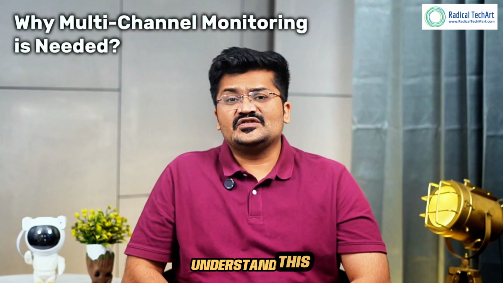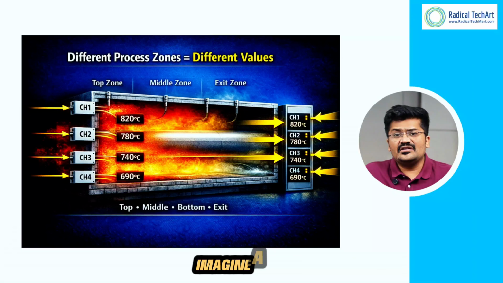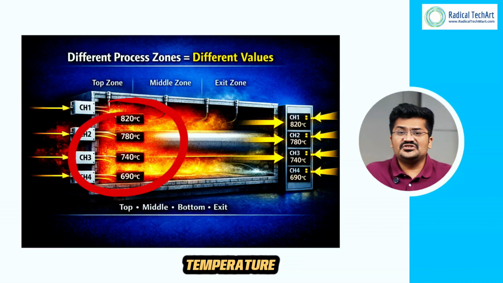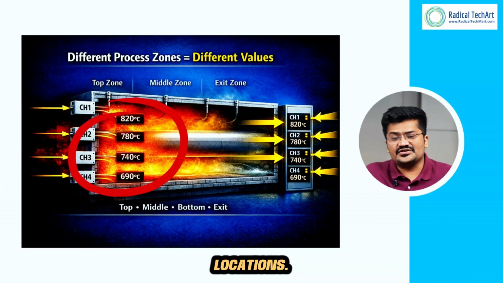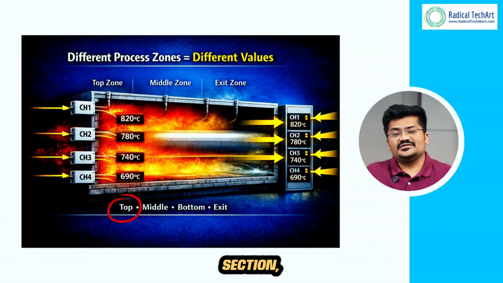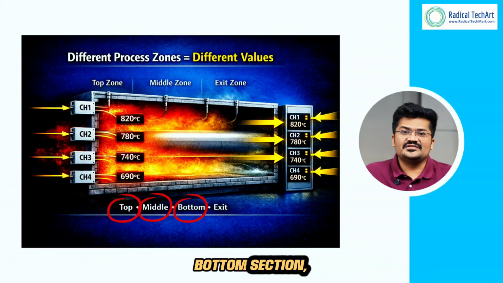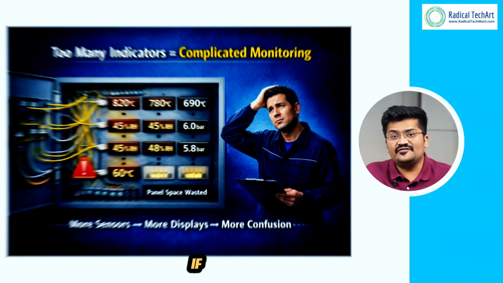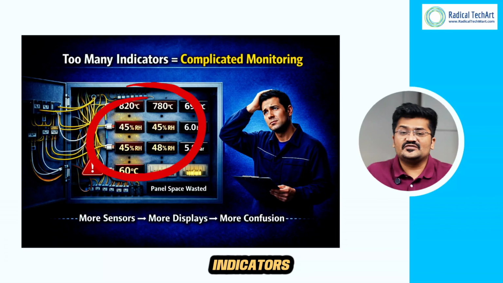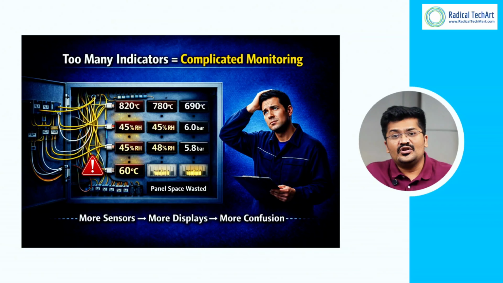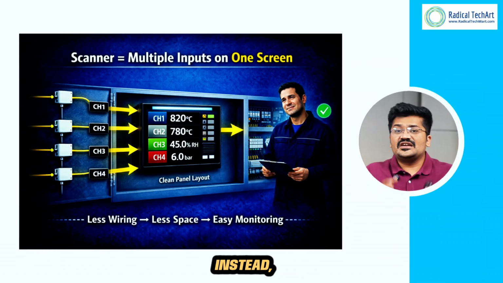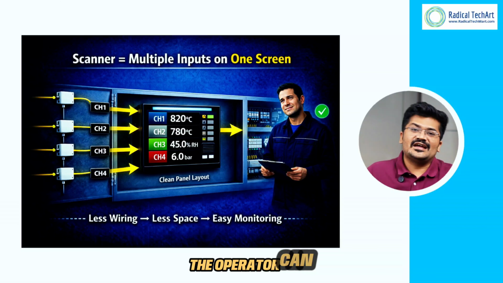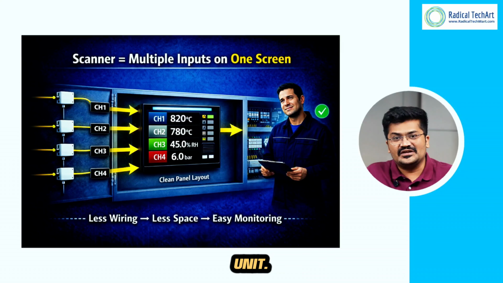Now let's understand this with a simple example. Imagine a large industrial furnace used in manufacturing. Inside the furnace, temperature must be monitored at many different locations. For example, top section, middle section, bottom section, and exit section. Each area may have a different temperature. If engineers used separate indicators for each sensor, the control panel would become very complicated. Instead, a multi-channel scanner can monitor all sensors in one system. The operator can view all readings from a single display unit.